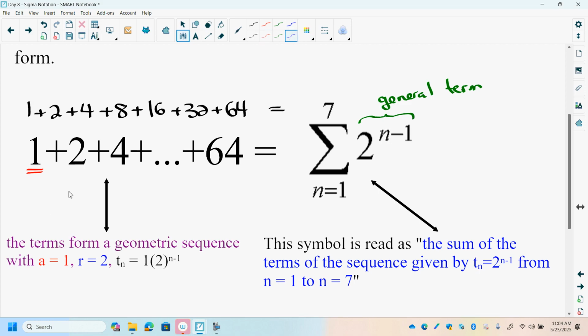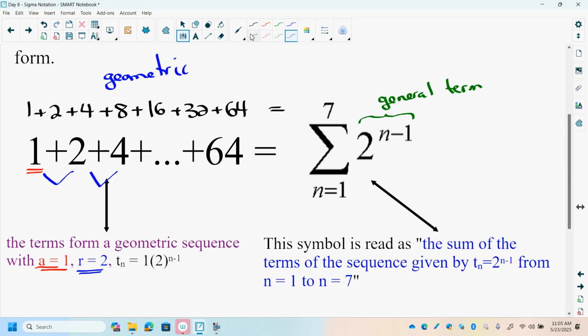Does it have a common ratio or a common difference? Common difference, let's check. 2 minus 1, that's 1. 4 minus 2, that's 2. It's got a common ratio, nice recovery. Okay, 2 divided by 1, 4 divided by 2, 8 divided by 4, 16 divided by 8, 32 divided by 16, and 64 divided by 32. What do you get every time? It equals 2. So A is 1 and R is 2. So I know this is geometric. Agreed?